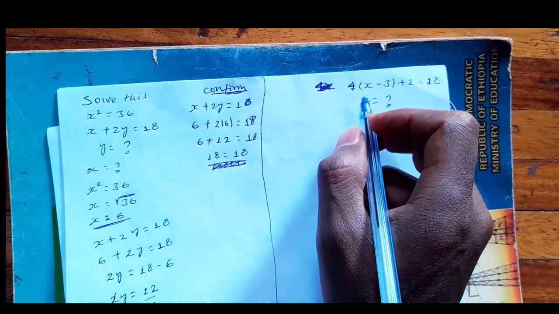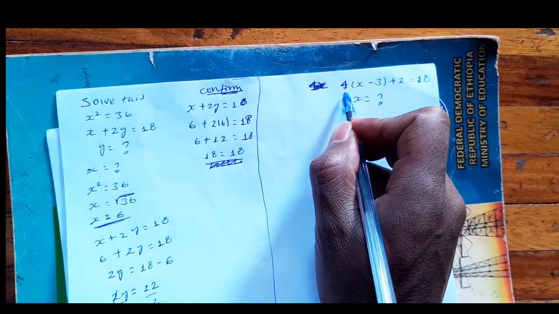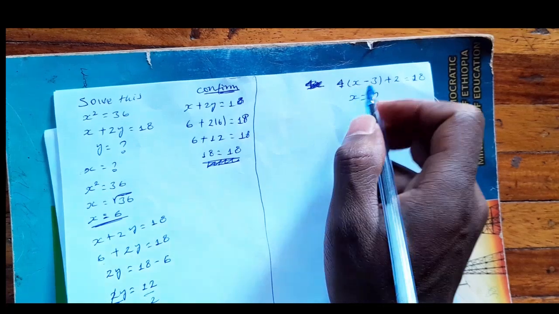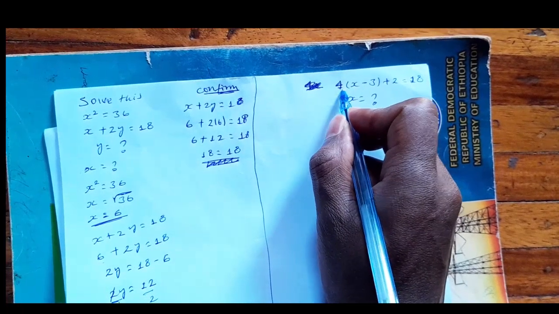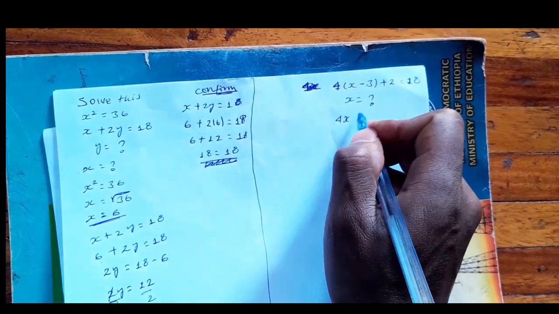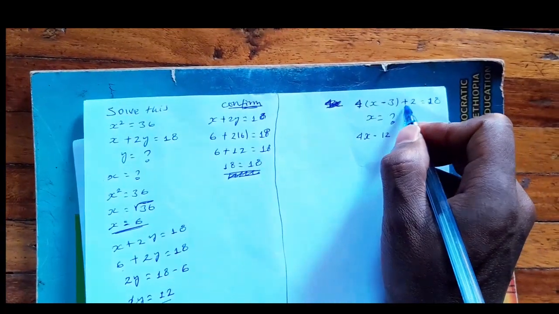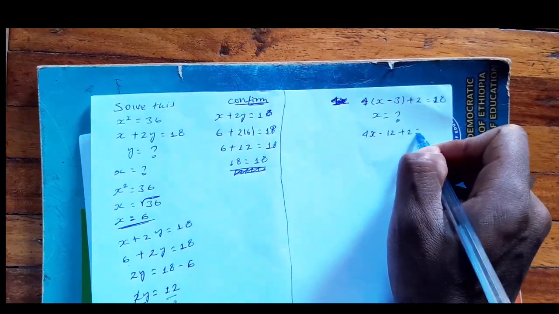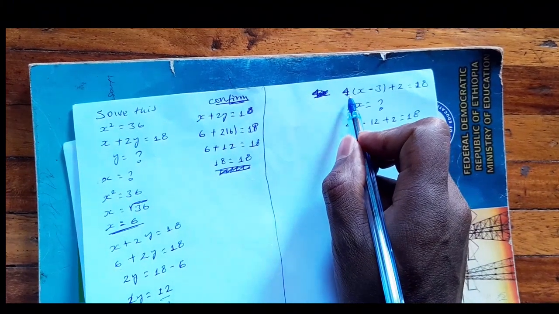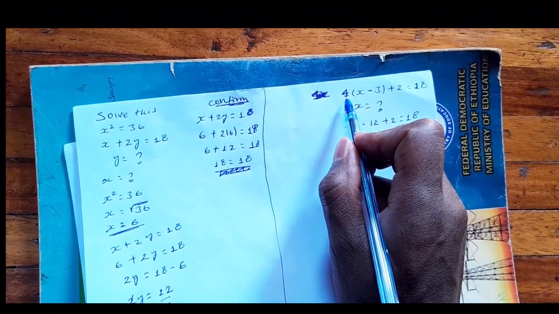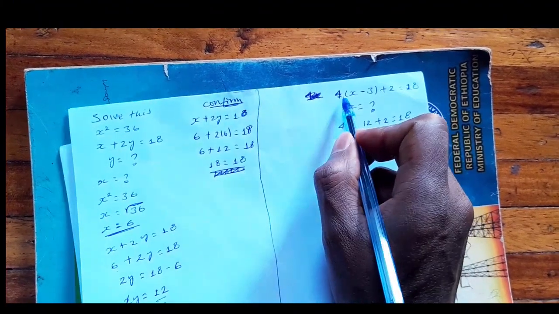First, before finding the value of x, we first distribute the 4 in this bracket for x minus 3. 4 times 3 is 12, so in front it is minus 12 plus 2 is equal to 18. This is the distribution method. We got this by the distribution method.